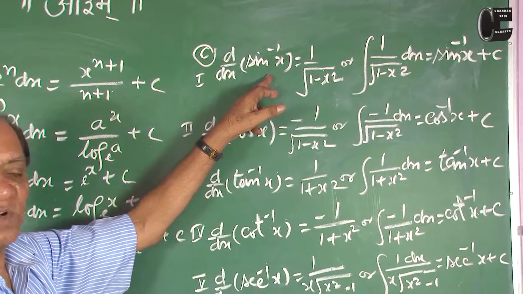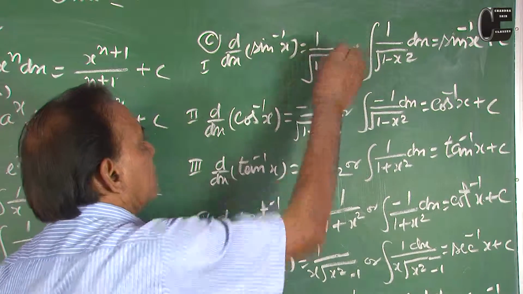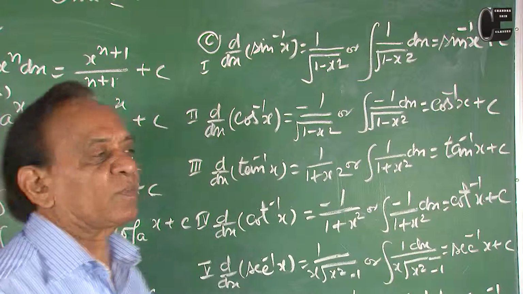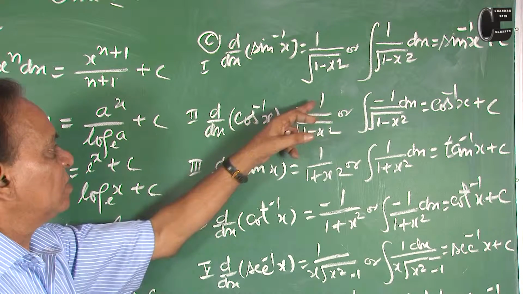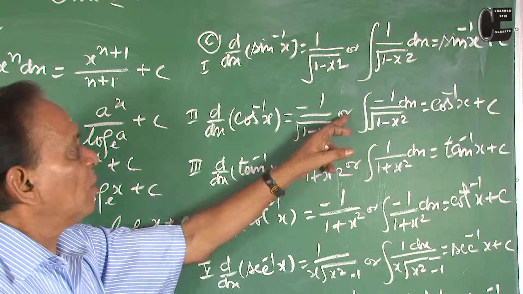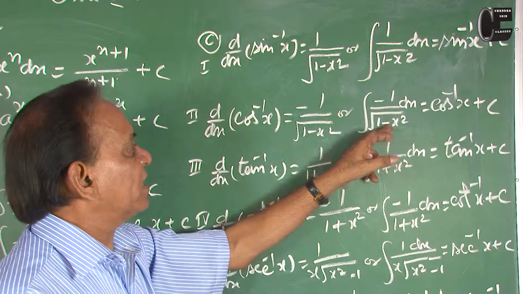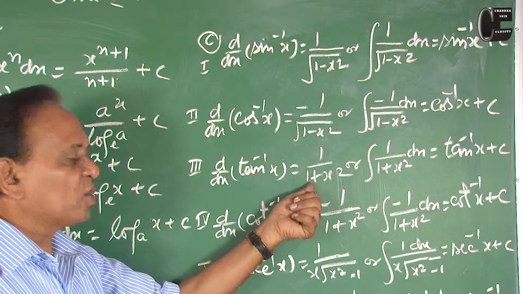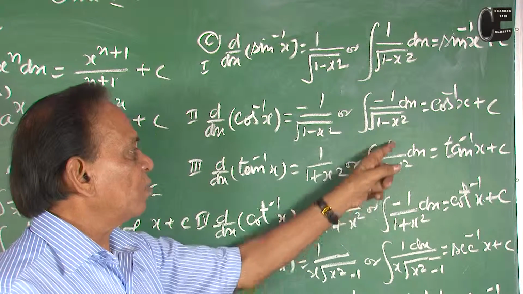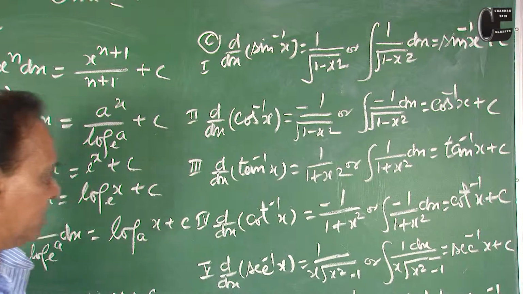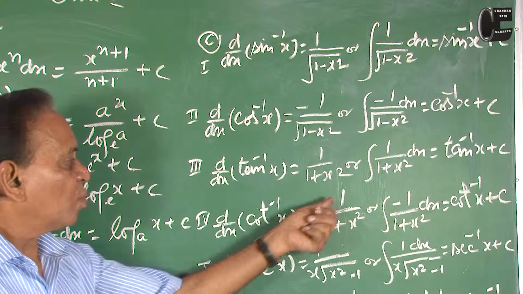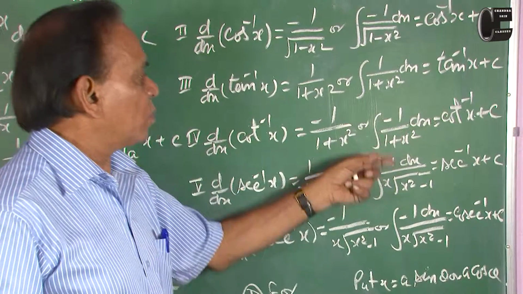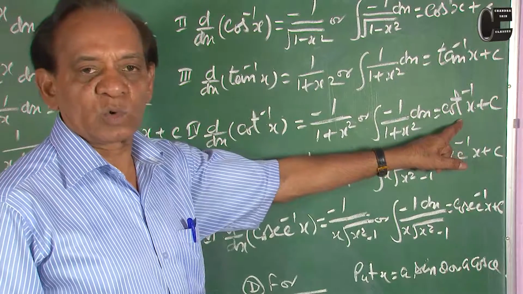D by dx of sin inverse x equals 1 over under root 1 minus x square. Therefore, integration of 1 over under root 1 minus x square will be sin inverse x plus c. Similarly, d by dx of cos inverse x is minus 1 over under root 1 minus x square, or its integration of minus 1 over under root 1 minus x square will be cos inverse x plus c. D by dx of tan inverse x is 1 over 1 plus x square. Therefore, integration of 1 over 1 plus x square dx will be tan inverse x plus c. D by dx of cot inverse x is minus 1 over 1 plus x square, or integration of minus 1 over 1 plus x square will be equal to cot inverse x plus c.